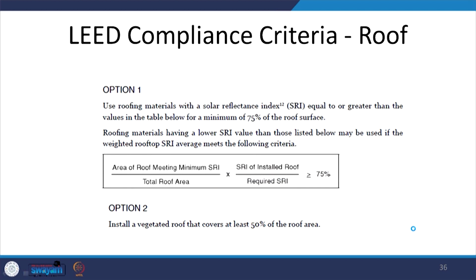The next important criteria is roof. When we are talking about roof, we are largely talking in terms of SRI. This SRI could be achieved through vegetation, the green roof, or through the use of materials which have higher SRI. Here the compliance is shown for at least 75% of the roof surface, which has to follow this combination of strategies.